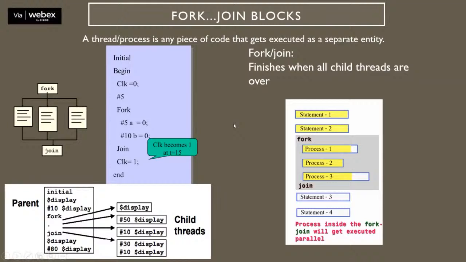This can also be visualized by an example here. Initially statements 1 and 2 get executed, and then it goes into fork join where you have 3 processes that run parallelly. Once the processes are complete, only then does it go to the execution of statements 3 and 4. So this is how fork join actually works.